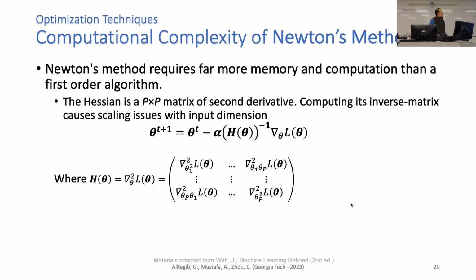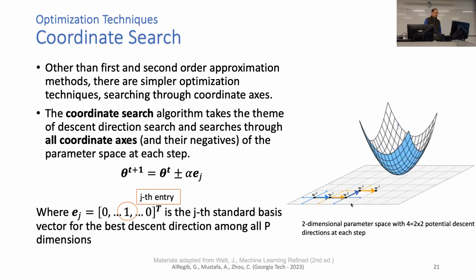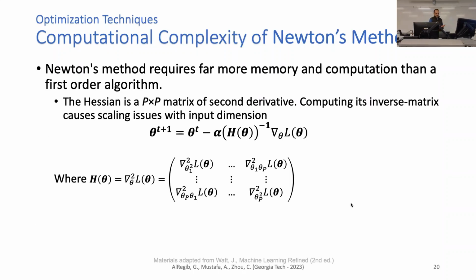Okay. Now, as I mentioned before, it becomes a little bit problematic when you have large P, right? Because you have to take the inverse. Again, same problem as we had before with normal equations. But if you have a concave quadratic function, it becomes very nice to solve.